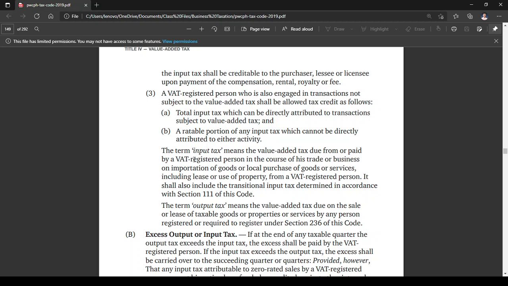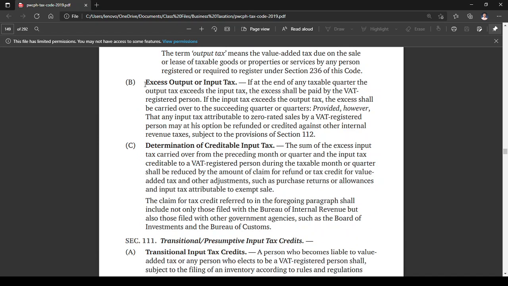Okay, so let's go with letter B. Excess output or input tax. If at the end of any taxable quarter, the output tax exceeds the input tax, the excess shall be paid by the VAT registered person. If the input tax exceeds output tax, the excess shall be carried over to the succeeding quarter or quarters, provided, however, that any input tax attributable to zero-rated sales by a VAT registered person may, at his option, be refunded or credited against other internal revenue taxes subject to the provisions of Section 112.